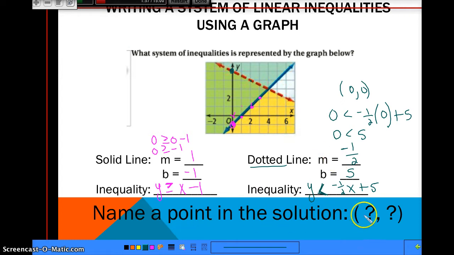Name a point in the solution right here. Well, that's any point that's in the double shaded region, and that would be this area right here, S for solution. So you could name any point, like 0, 2 would be a point. There's an infinite number of answers in here. -2, 0, -2, 2, etc.